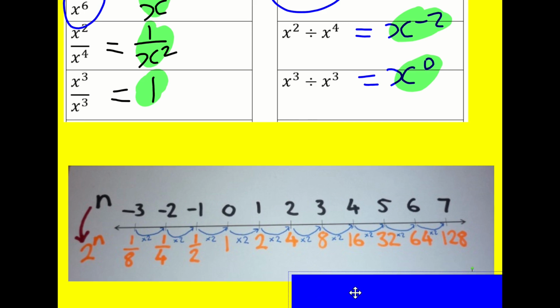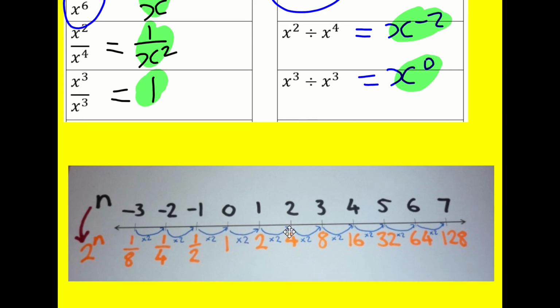I give this just to demonstrate a little bit more why this makes sense. Why does it make sense to have a negative indice? We know when we lower the power by 1, we're dividing by 2. If we just keep going, these negative indices just exist. There's nothing wrong with them.